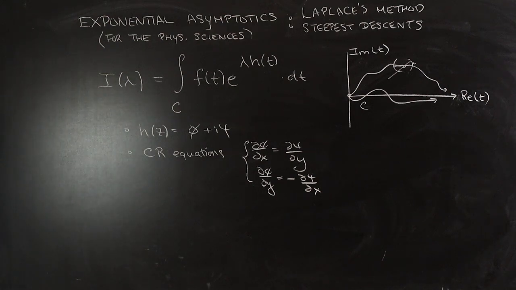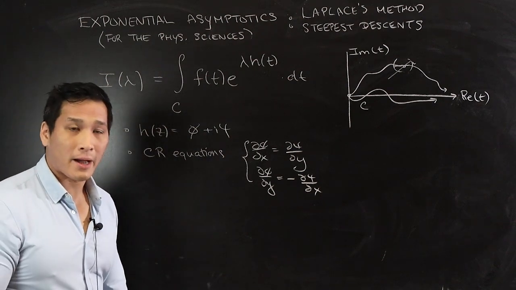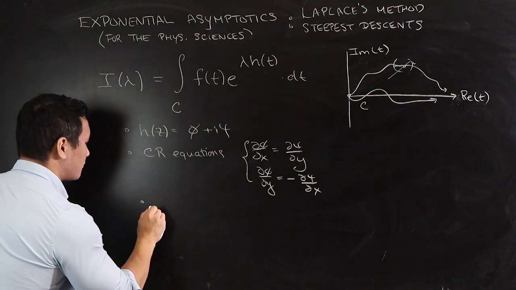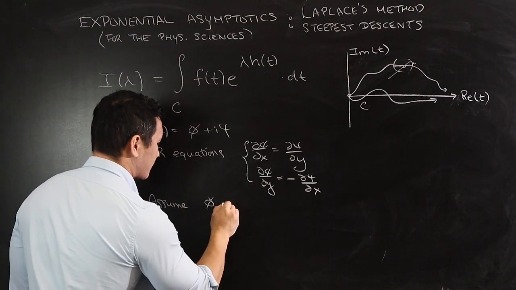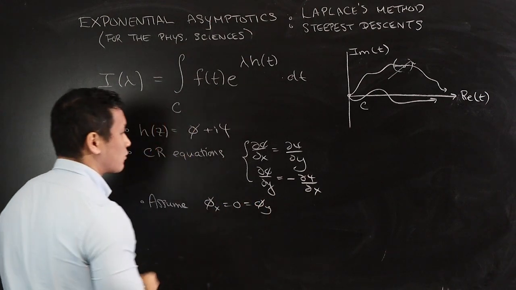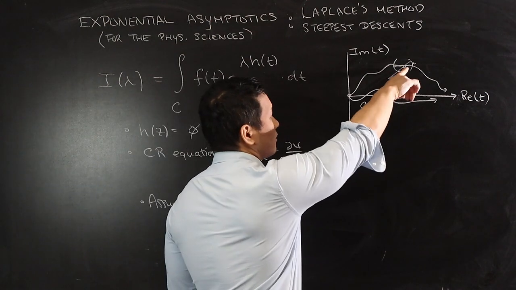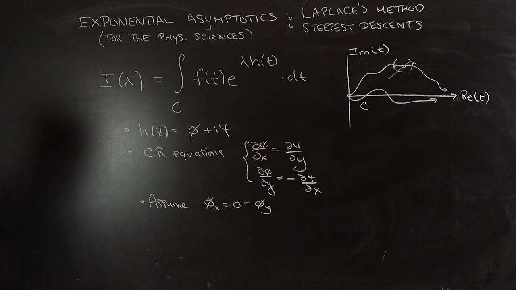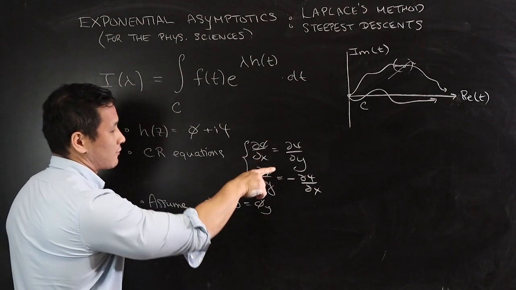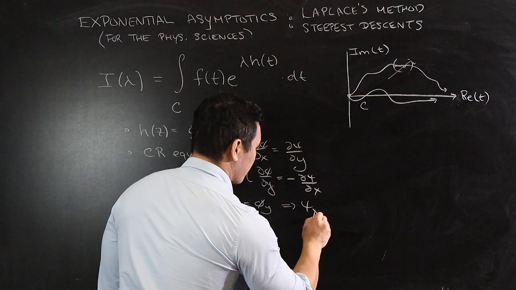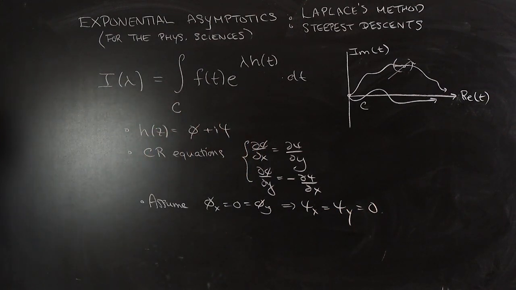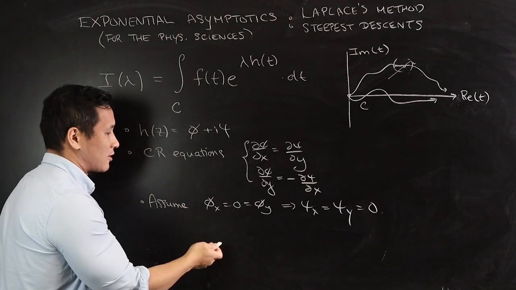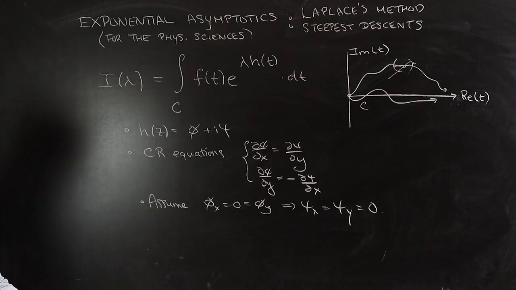Now I have to ask myself, what happens if I have a maxima? So I'm going to assume I have a local stationary point, so that phi x and phi y are 0. That's what I want to expand about. This is my point z0 or t0. And if I have these two equalities, then I have the same thing with psi. So at any point where I have a stationary point in phi, I also have a stationary point in psi.